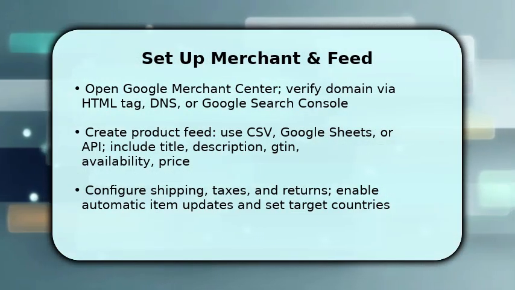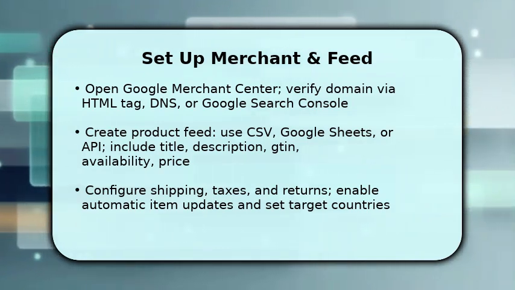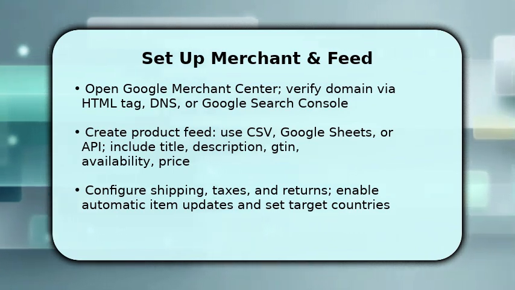Verify your domain with an HTML tag or Search Console and claim it so Google trusts your listings. Then create a structured feed, CSV, Google Sheets, or API, ensuring titles, GTIN, accurate pricing, and availability are complete. Make sure you configure shipping rates, tax settings, and returns policy before submitting.